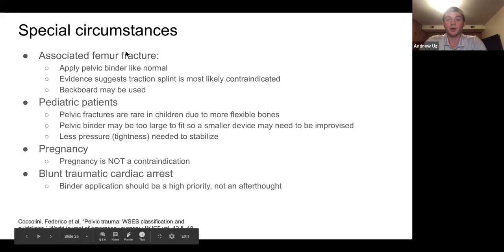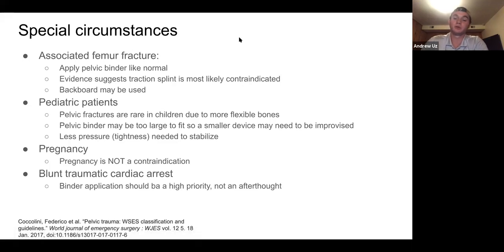So here are some special circumstances that you might happen to see. Probably the most common one is a femur fracture in conjunction with a pelvic fracture. What you should do in that situation is continue to apply the pelvic binder just like you normally would, but you're not going to want to use a traction splint. Yes, it is pulling the femur into place, but you can actually cause more damage to the pelvis. You can use a backboard to support that whole limb and keep it from moving.